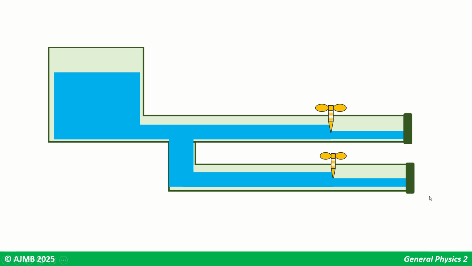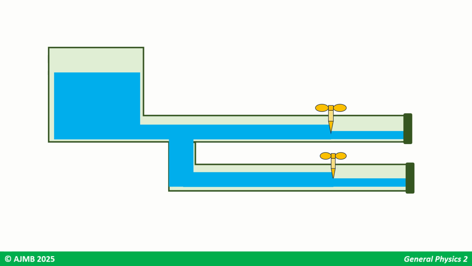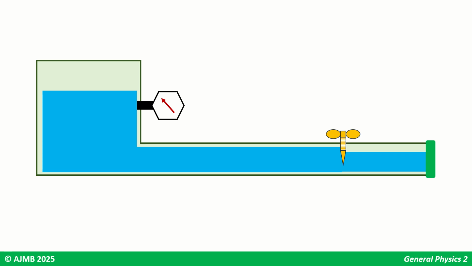So the water circuit analogy is another way of understanding the effect of resistors when placed in series or in parallel on the current, or the volume of water that is able to pass through the pipe. In the water analogy, resistance is anything that restricts water flow. In our previous example, those are the water valves. But there must also be water pressure that would push the water from one point to another, right?